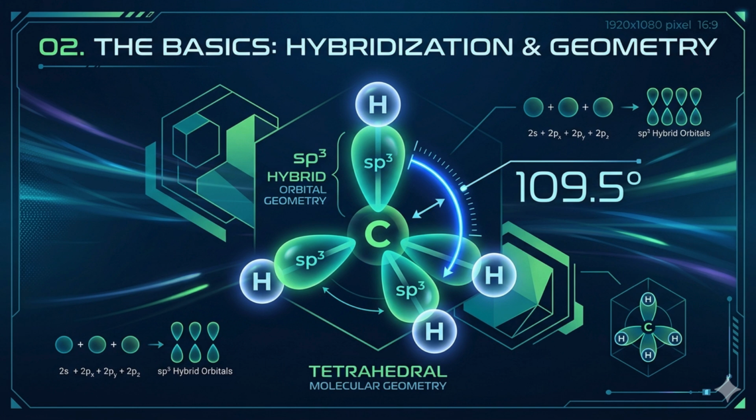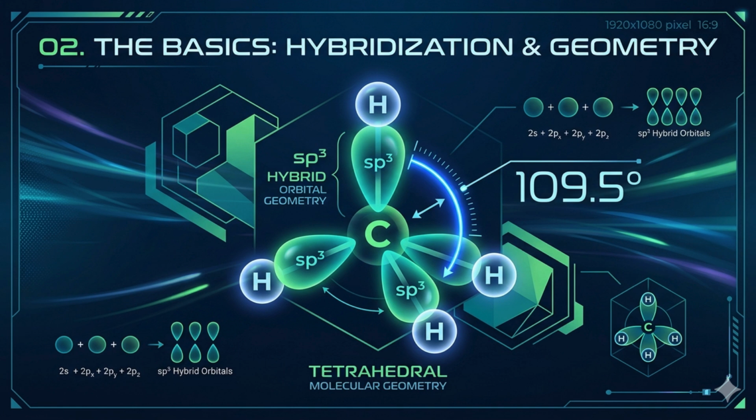How are these formed? Look at the diagrams on the periphery. Carbon doesn't just use its basic, unmixed orbitals to bond. Instead, it takes 1 spherical 2s orbital and 3 dumbbell-shaped 2p orbitals and mathematically blends them together. The result of this mixing is 4 identical sp3 hybrid orbitals, perfectly optimized for bonding.